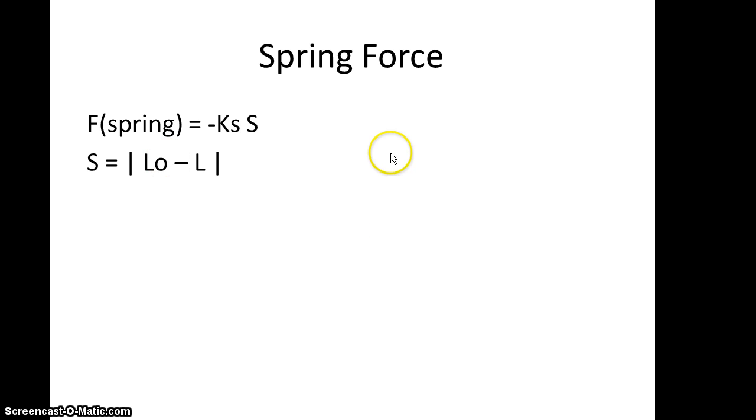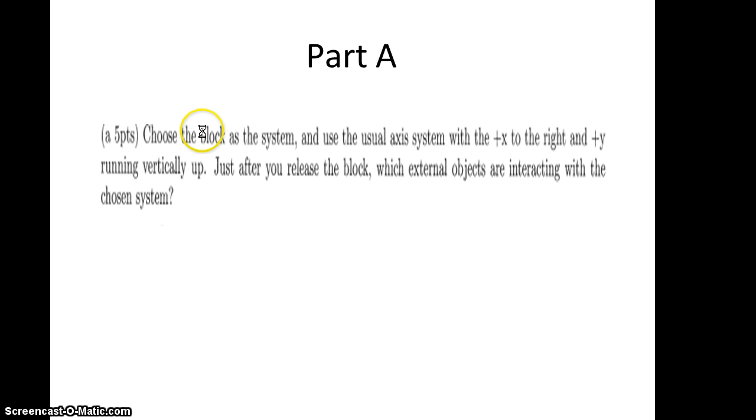So the main concept in this problem is spring force, which is F spring equals negative Ks S. Ks is the spring constant, which is in Newtons per meter, while S is in meters, which is the displacement of the spring when it's at rest minus the spring when it's stretched out. And it's the absolute value of that.